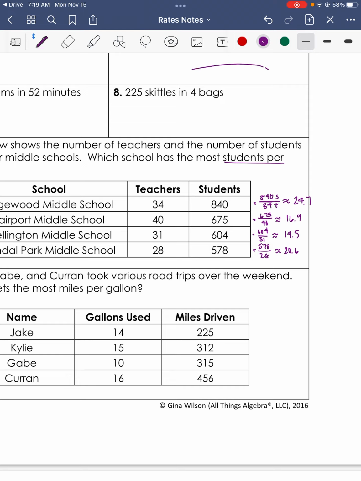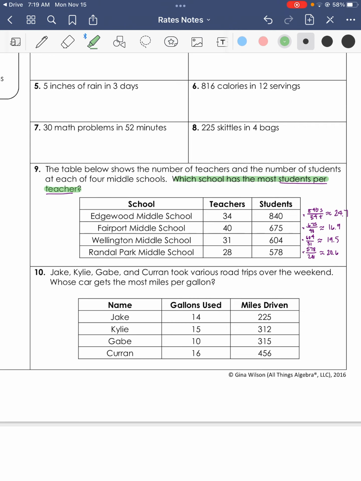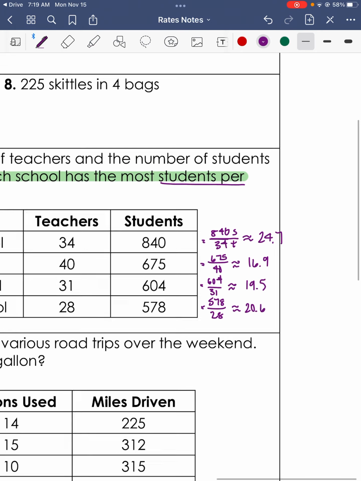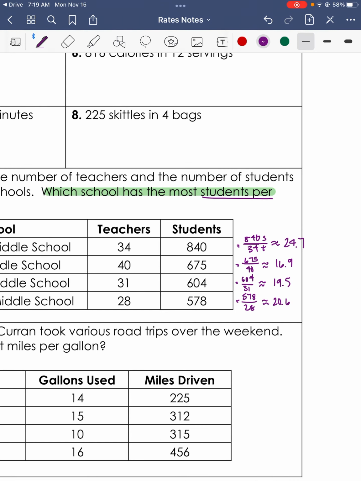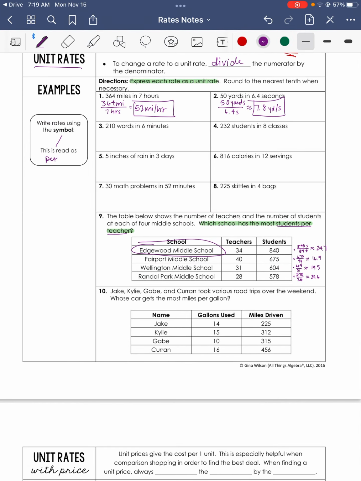Okay, which school has the most students per teacher? Okay, so then we need to look at basically which one of these numbers is the biggest. Which one has the most students per teacher, right? Since students were on the top, we're just looking for the biggest number, and it looks like this first one here, which would be Edgewood Middle School, has the most students per teacher.